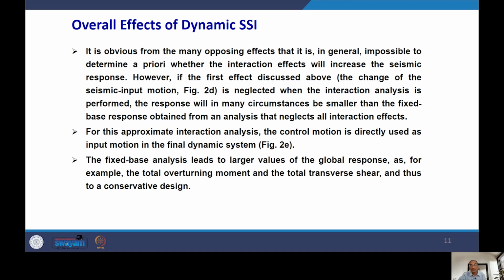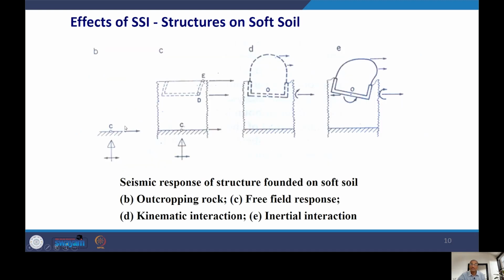Now for this approximate analysis where you neglect the effect of soil amplification, the control motion is directly used as input motion in the final dynamic system. As shown here, the final dynamic system is 2E. In this case, if you neglect the effect of soil amplification, then the control motion can be directly applied at the base of the structure. But in that case, you will lose the effect of free field response and kinematic interaction.